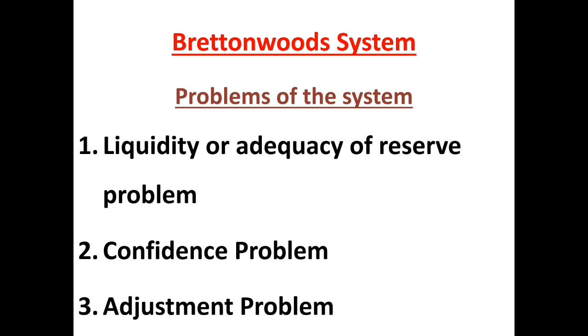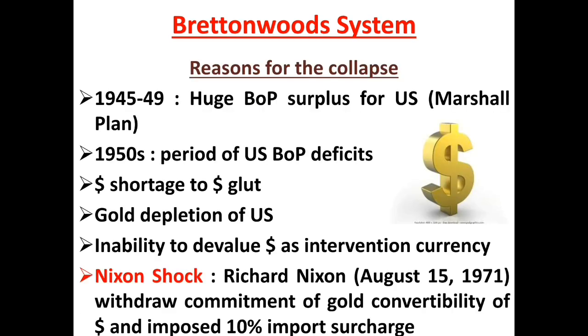The second one was the confidence problem, because the US, which was initially facing a surplus in the current account, began to face a deficit as well as a crisis in its balance of payments. So there was an issue of confidence among those countries that the US might devalue its currency. The third issue was the adjustment problem, in which some countries of the world, most notably Germany as well as Japan, were facing huge balance of payments surpluses. On the other hand, countries like the US were facing balance of payments deficits. So how can an adjustment take place in the Bretton Woods system? That was the third issue with respect to the problems of Bretton Woods.